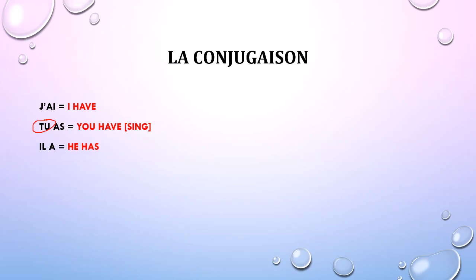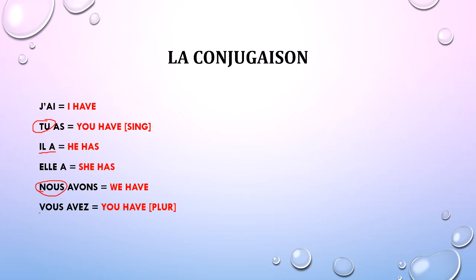Then for the third person, masculine, il a. Il means he. So a, which means has. So he has. Il a. Then elle a, so the third person singular, elle for the feminine, and a, which means has. So elle a, which means she has. And then we have nous avons, nous, this means we. So this is now the plural, the first person. We have, nous avons.